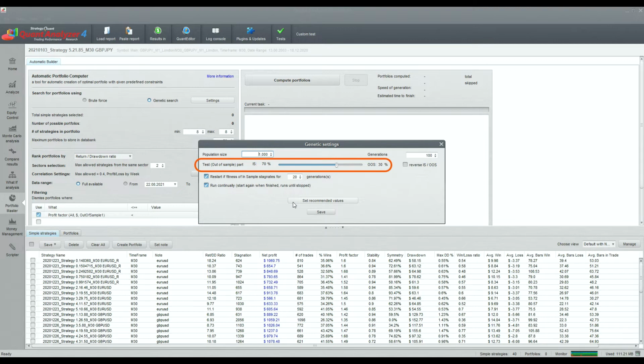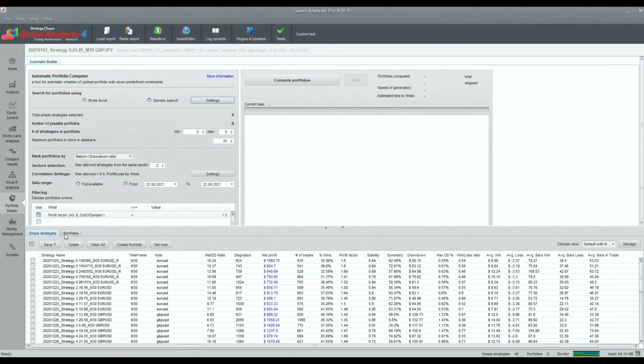Later, we will apply a profit factor filter to this 30% out-of-sample portion. I recommend checking the last two options here. For the first one, since genetic algorithms operate on probabilities, there is a small chance that successive evolutions fail to lead to improved portfolios. The evolution will restart if this happens. Secondly, let's make the algorithm run until we decide to stop it. This will give it more time to arrive at an optimal portfolio.